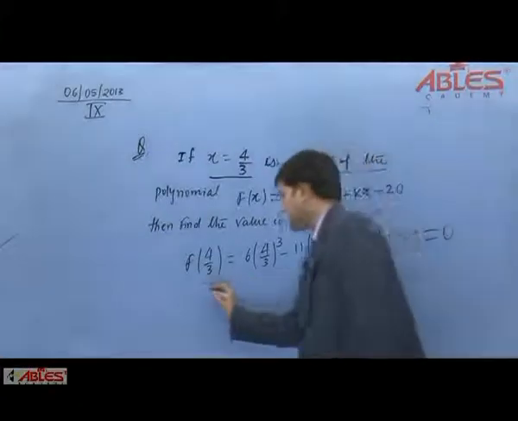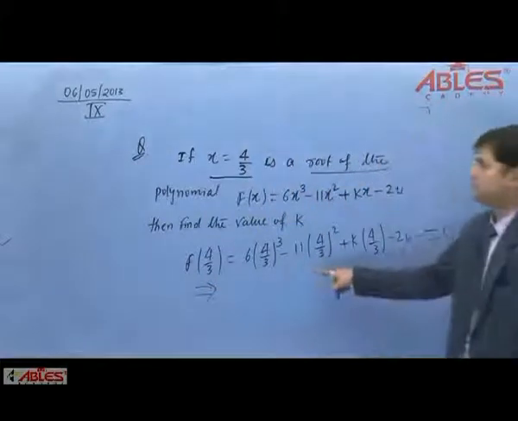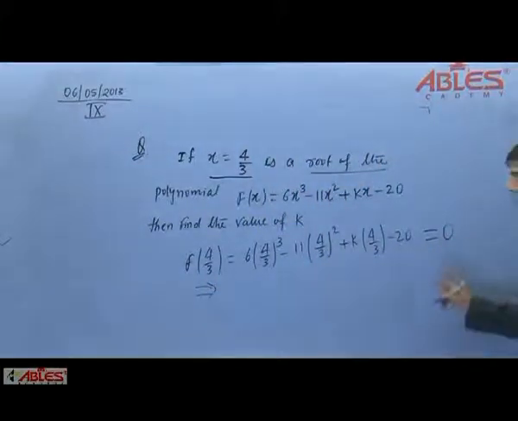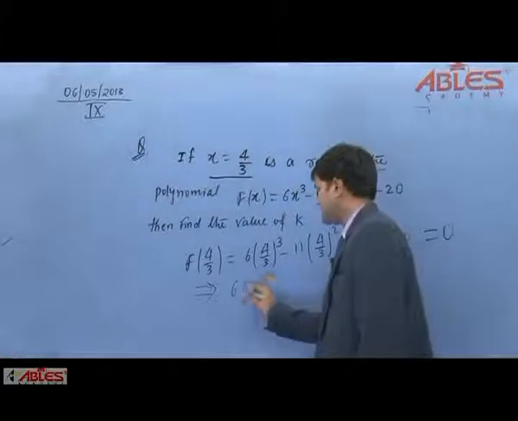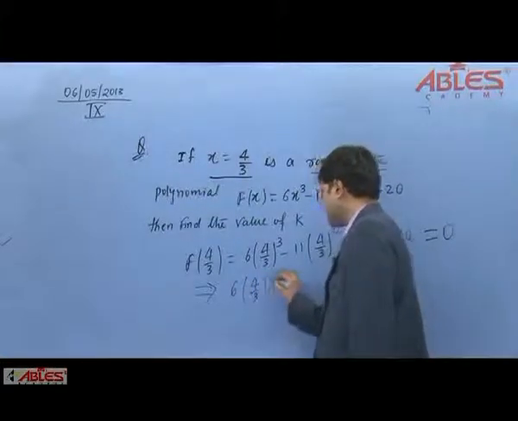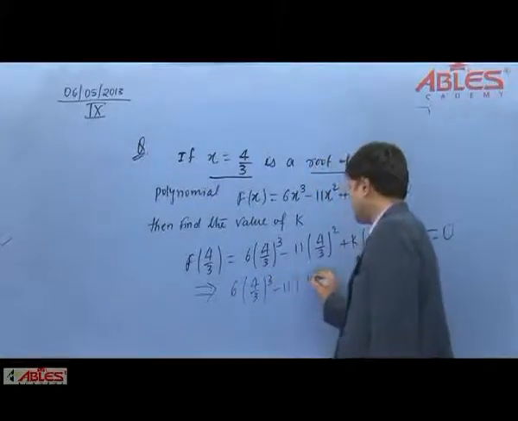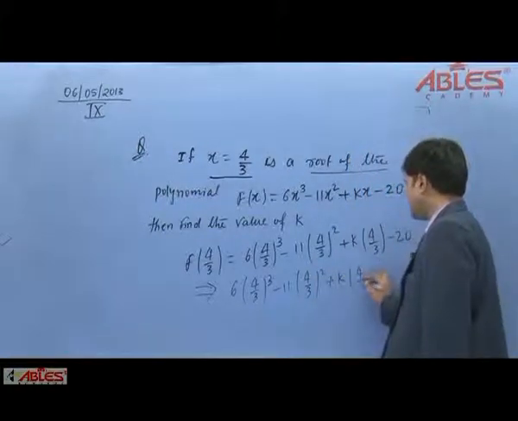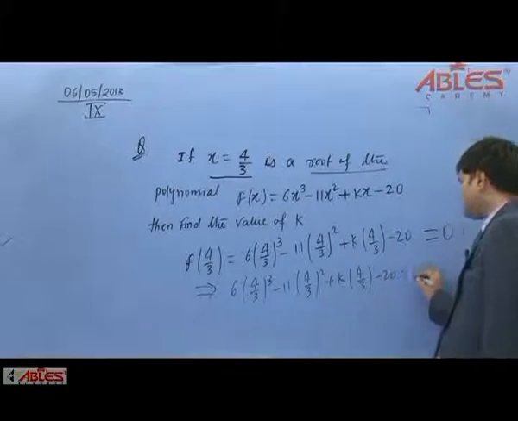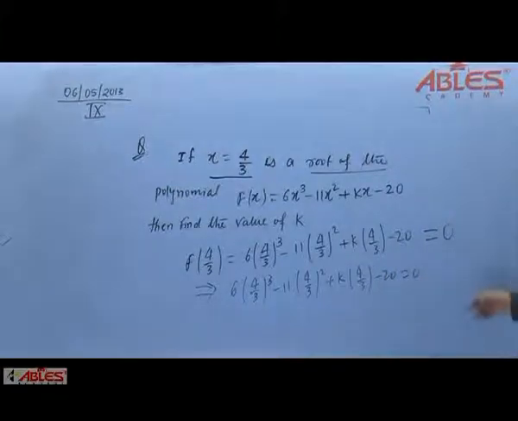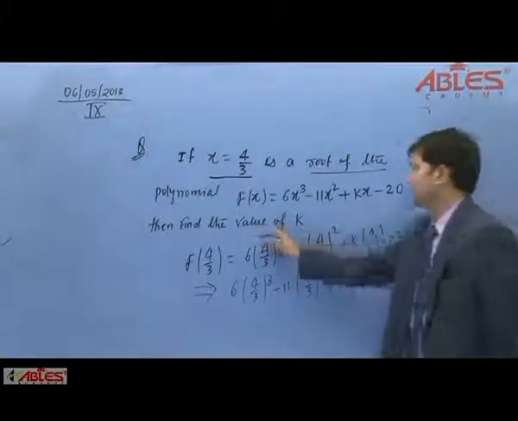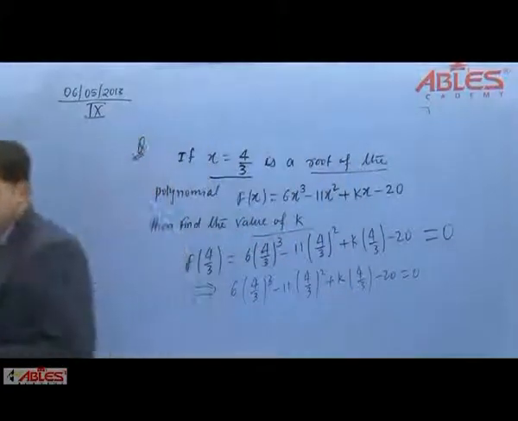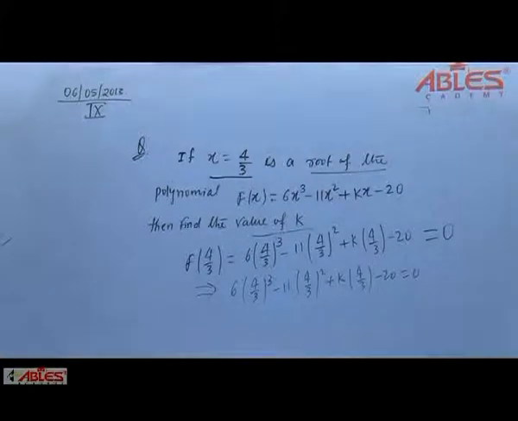Now we can notice that the right hand side output is 0. That is, we are getting 6 into (4 upon 3) cube minus 11 into (4 upon 3) square plus k into 4 upon 3 minus 20 equals 0. So simply you have to simplify this and you will get the value of k, because in this problem we have to find the value of k. Okay, all centers, just try to find the value of k in this case.